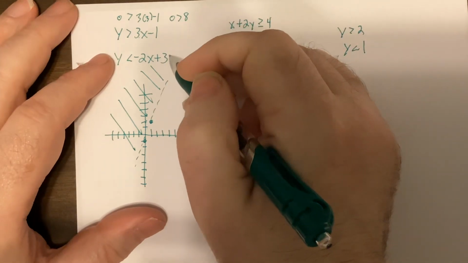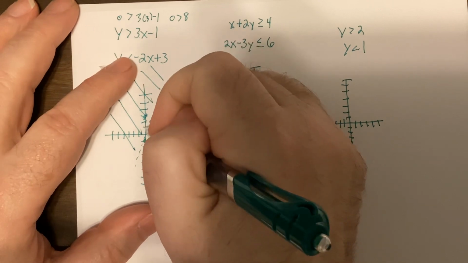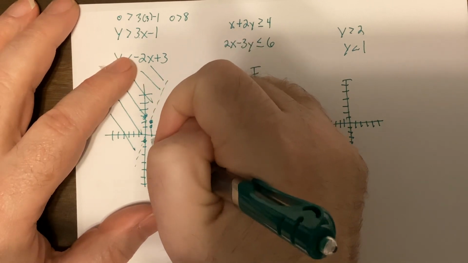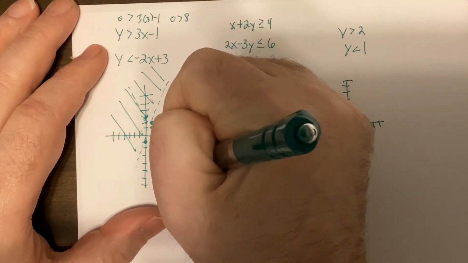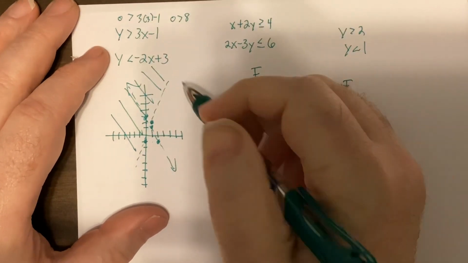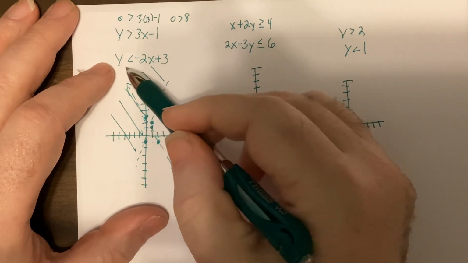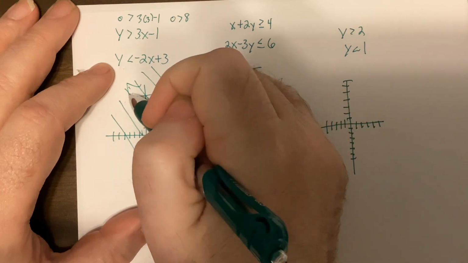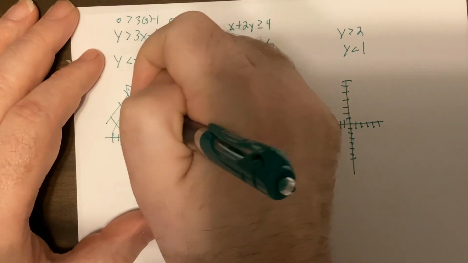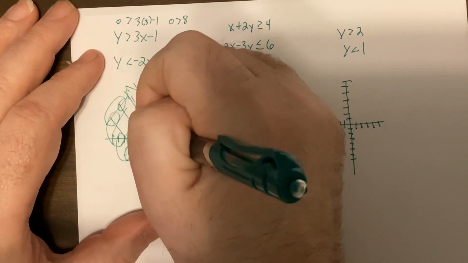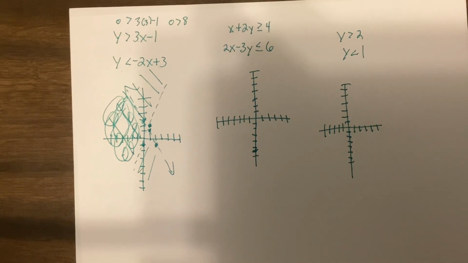Then the y-intercept's 3. So put a dot at 3. Slope is -2. So down 2, right 1. Dashed. Then I'm going to put in 0, 0. Is 0 less than 3? Yep, it is. So I shade this side. And notice where the segments cross, like tic-tac-toe, or where the colors overlap, that's your answer.